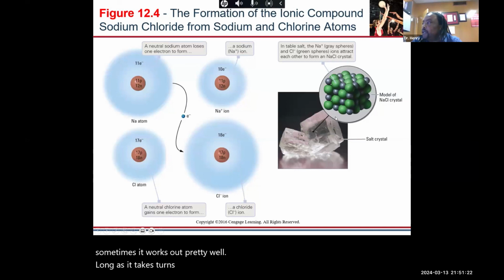So this is an example of the crystal itself. This is what a salt crystal looks like.